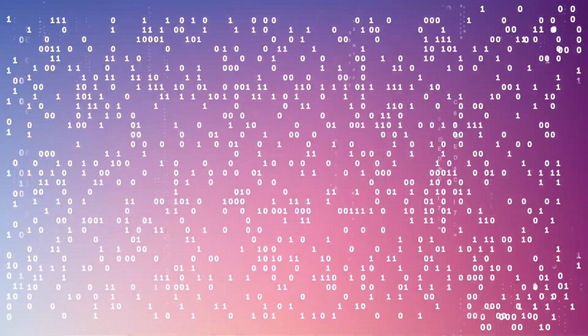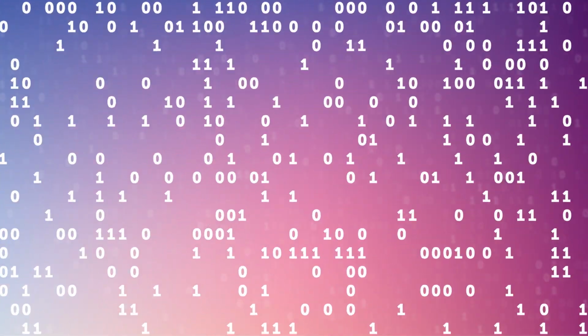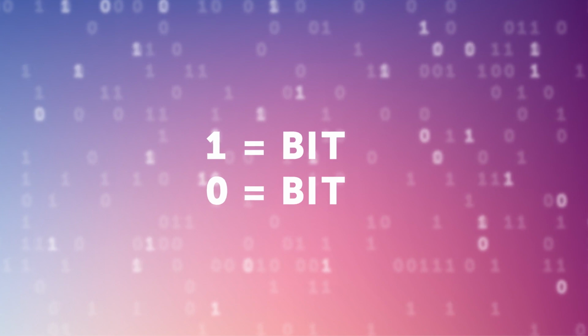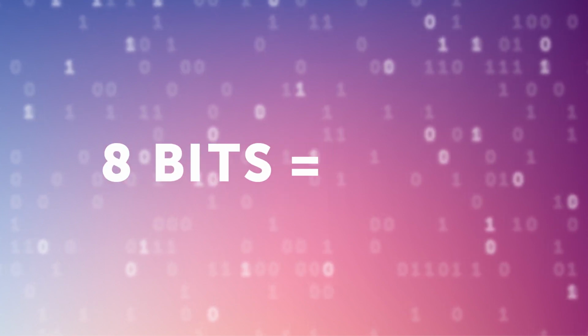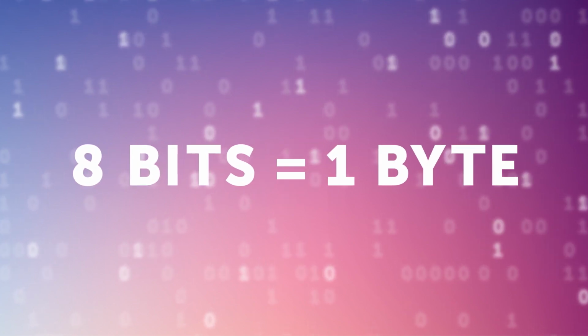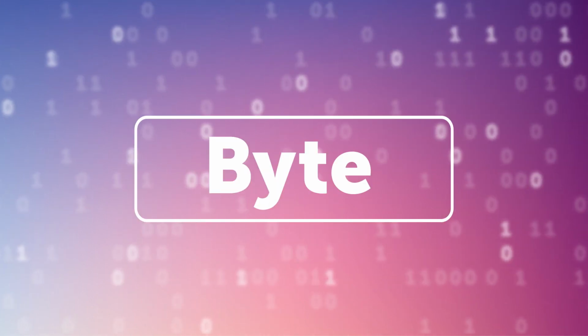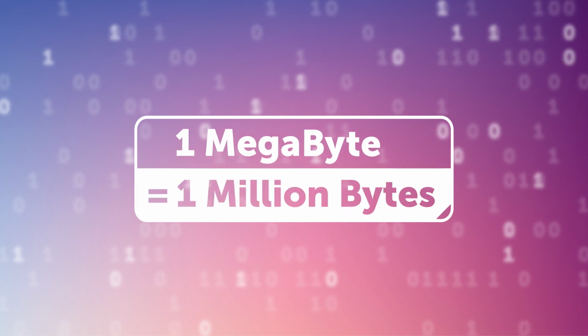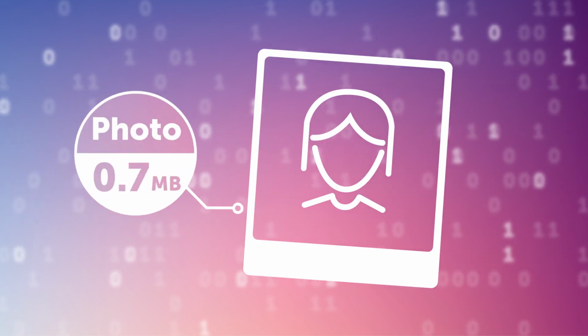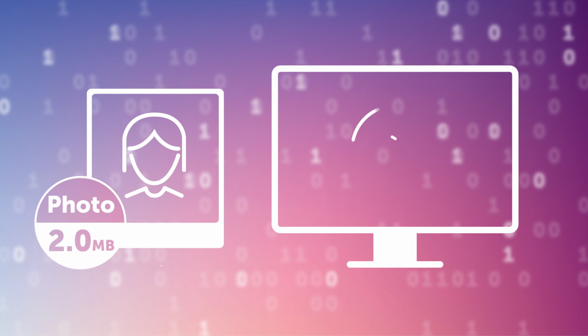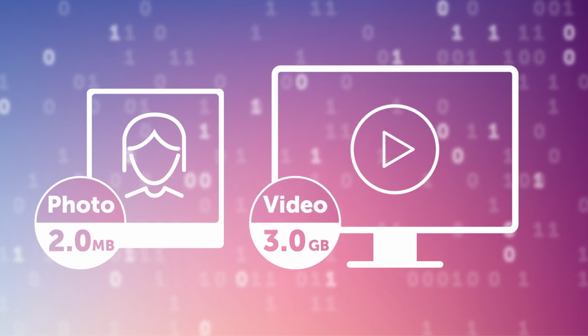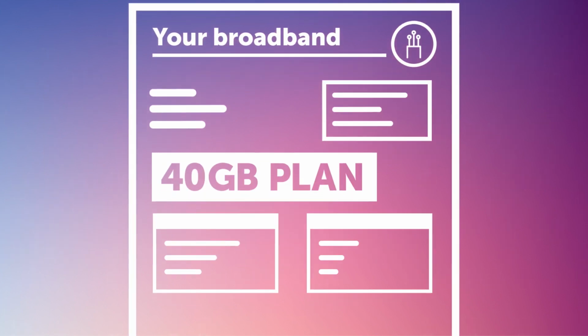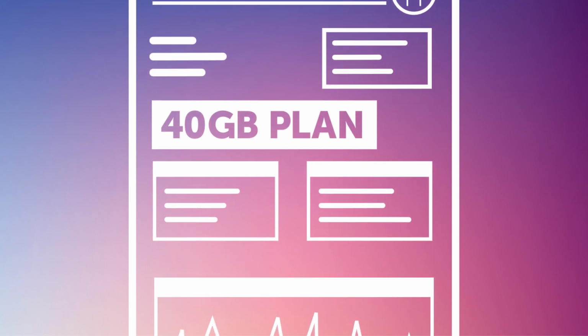This data is made up of ones and zeros, and these units are called bits, the smallest unit of digital information. We put bits together to form bytes to create data. Bytes always have a capital B and are used to measure file size, with 1 megabyte being 1 million bytes. A photo you send might be 2 megabytes, and a video could be 3 gigabytes. Bytes are also used to describe data caps in phone and broadband plans.